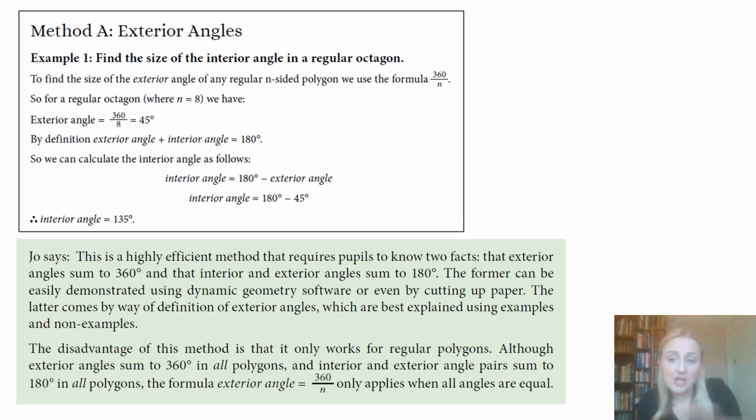In my book, I won't show you this for the whole chapter, but under each method, I have an opinion. So here I'm saying it's highly efficient. You just need to know 2 angle facts. You need to know that the exterior angles sum to 360 and the interior and exterior angle sum to 180. And I've talked about how you can demonstrate those things in various ways.